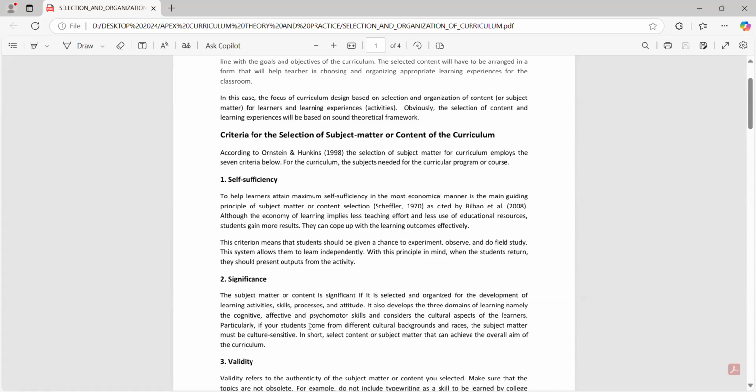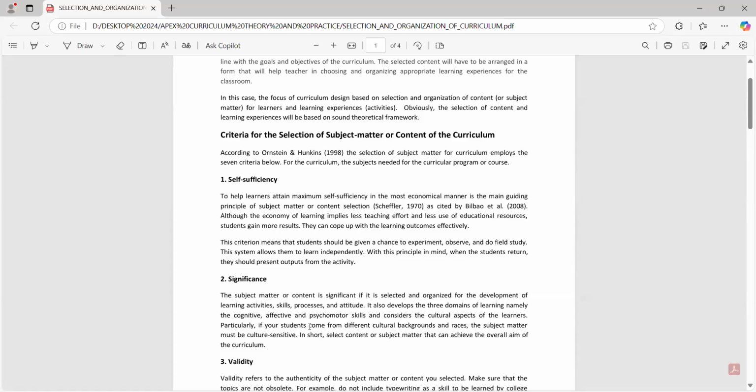This criterion means that students should be given a chance to experiment, observe, and do field study. The system allows them to learn independently. With this principle in mind, when the students return, they should present outputs from the activity.